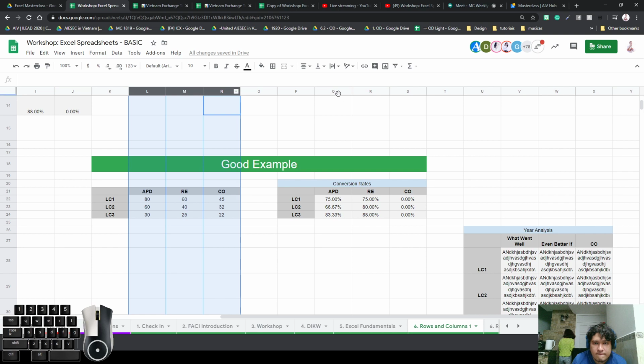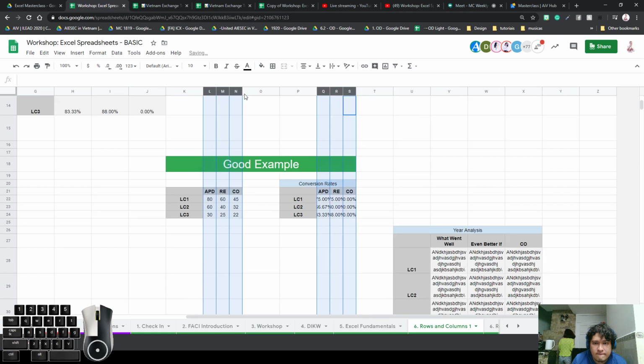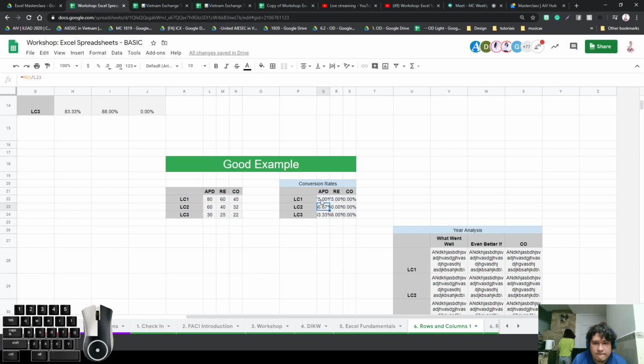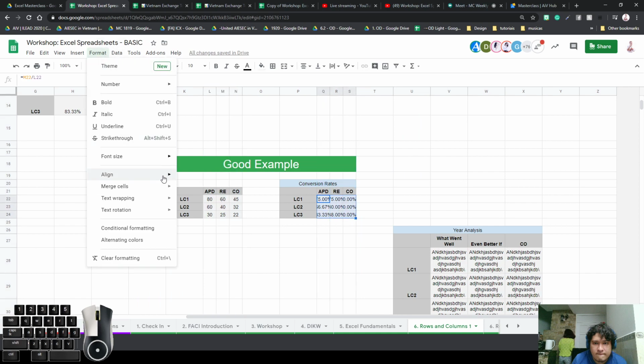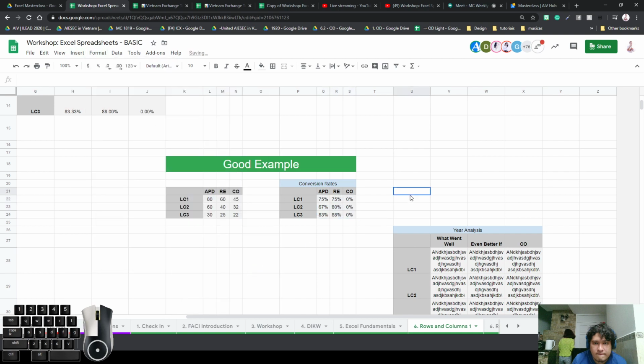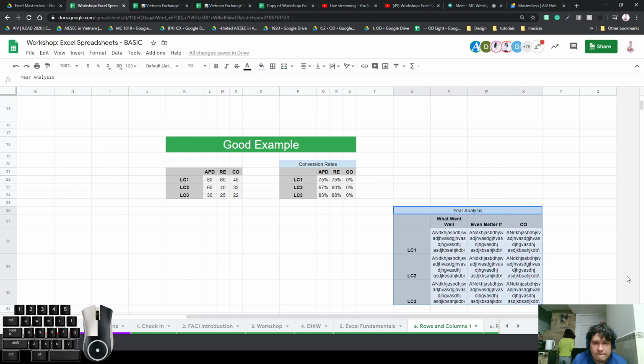Okay, so these are just numbers, and then you can do this. It's going to look very pretty. Let's say I just want the percentages, so we can format here just the percentage number. Beautiful. Now it looks beautiful, and as you can see, it didn't affect my feedback table.